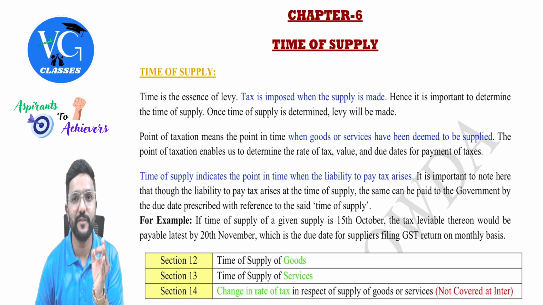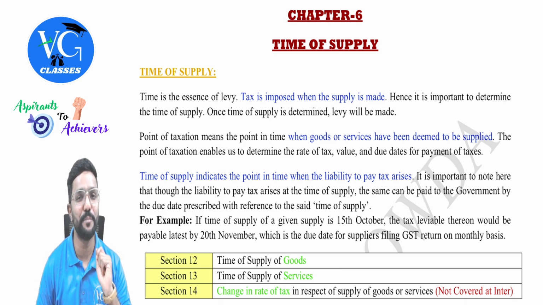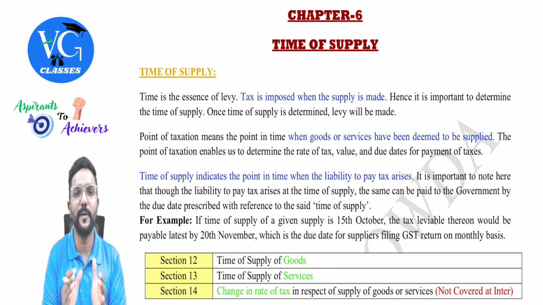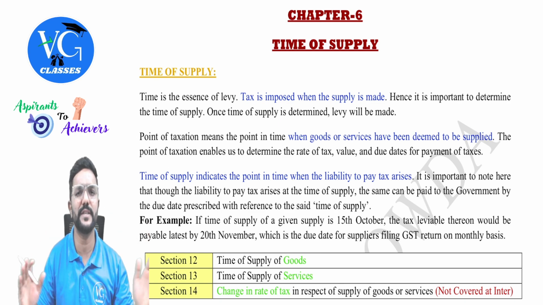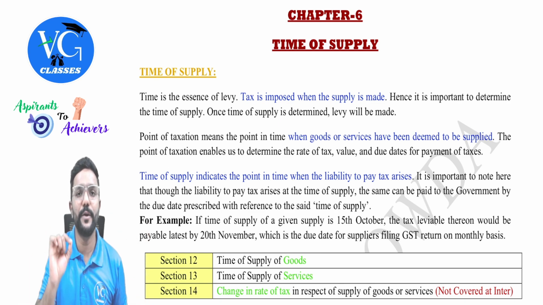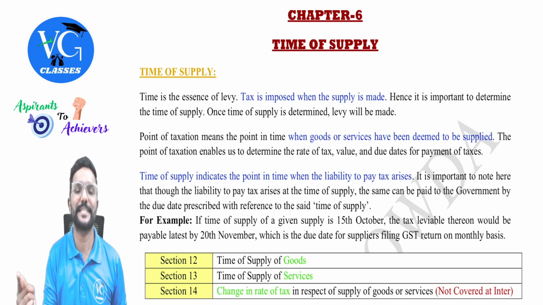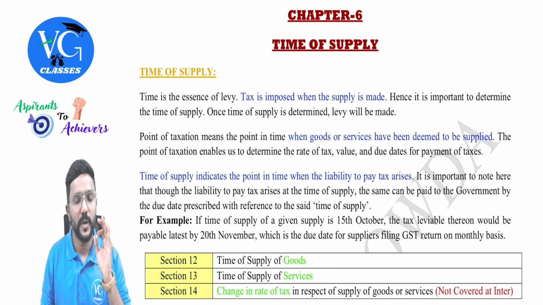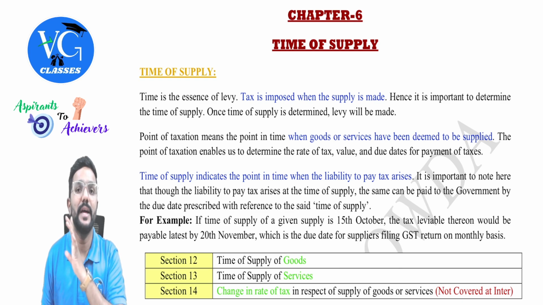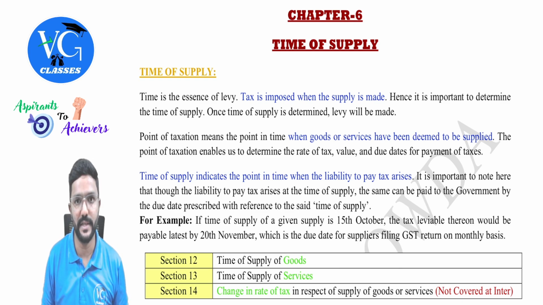Please be very careful, guys. I am telling it again and again: the time of supply is not the due date to pay GST. Assume the time of supply is on any day in March, from 1st March to 31st March. The due date would be 20th of next month for the supplier who is under section 9. There are different due dates also, but the majority will fall under section 9, and the due date is the 20th of next month, guys.